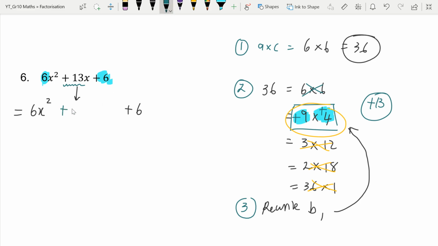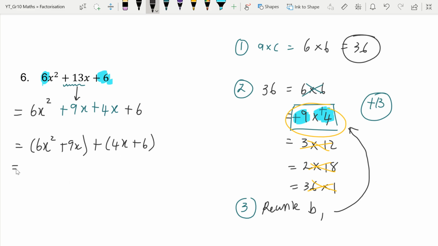So it must be plus 9x and plus 4x. We didn't change the sum. 9 plus 4 is still 13. We're going to group them: 6x squared plus 9x, and then plus 4x plus 6.